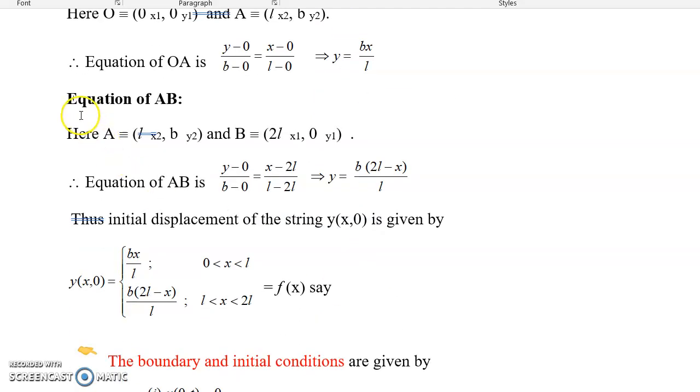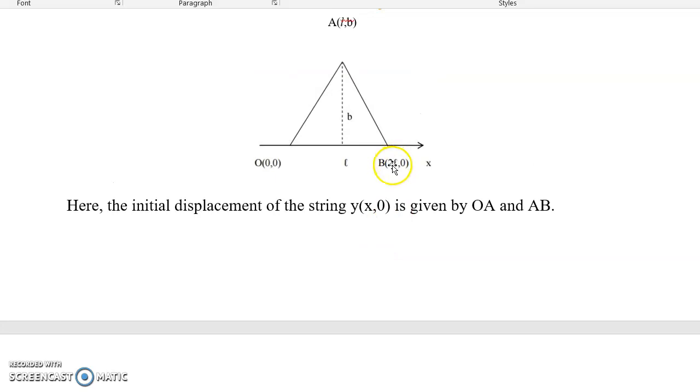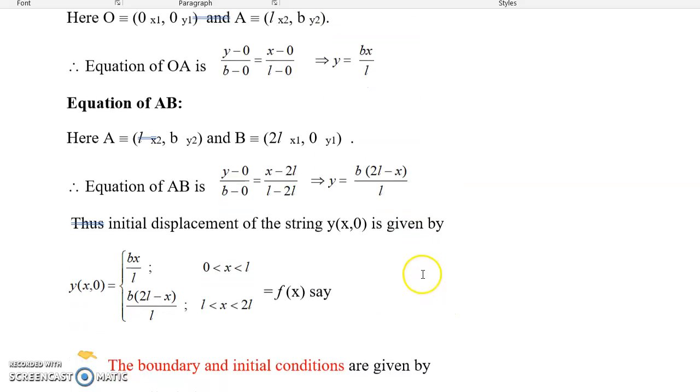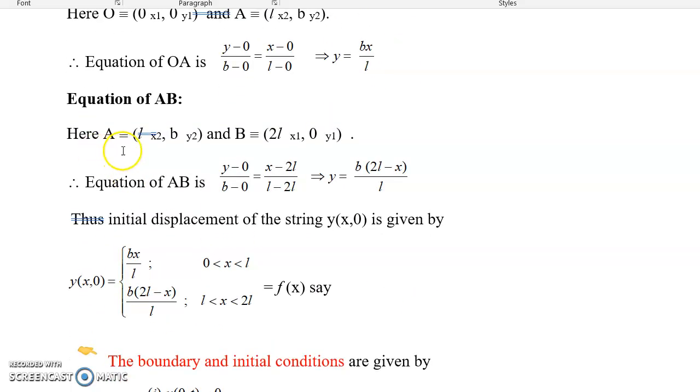Similarly, get the equation of AB. So now equation of AB, the point A is L comma b and the point B, what is the point B? Look at the picture. The point B will be 2L, because the distance is the length of the string 2L at this point. And of course, y coordinate is 0. So B is 2L comma 0. So A is L comma b.